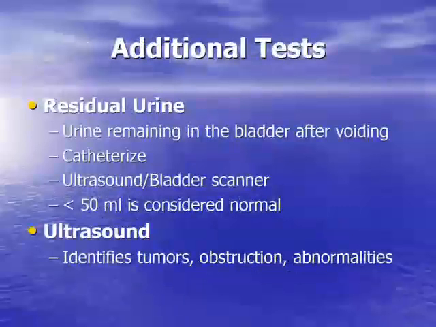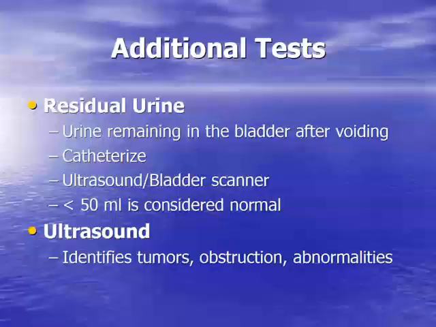Additional tests that may be done on the patient with renal disorders include looking at residual urine. This is the amount of urine that remains in the bladder after voiding. The patient is catheterized, and then an ultrasound bladder scanner is used to look at how much urine remains. Under 50 milliliters is considered a normal finding. Patients that have over 100, that needs to be reported to the physician.